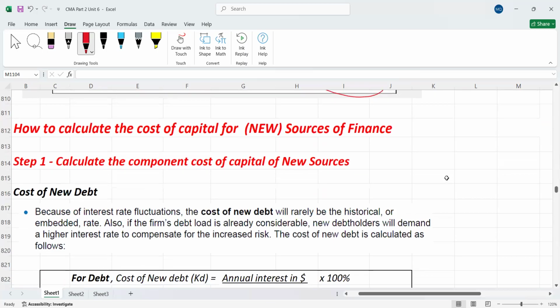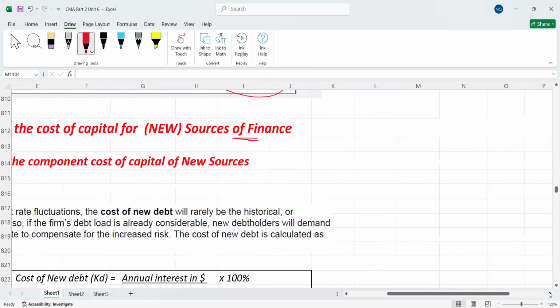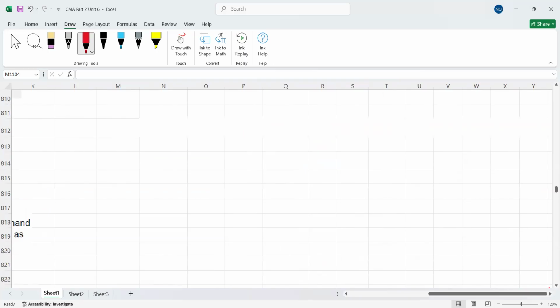The main point is: how to calculate the cost of capital for new sources of finance. Guys, we will apply three steps again, as we learned in the previous lecture under the current cost of capital. So what are the three steps? Step number one, we will calculate the component cost of capital.